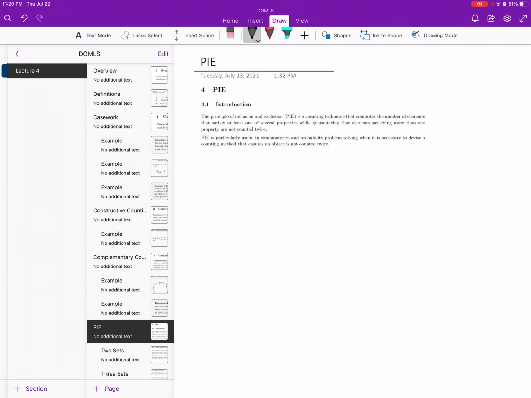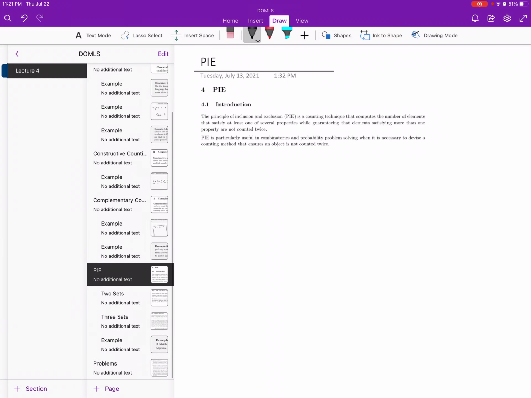Okay, so let's go to PIE. So PIE is the principle of inclusion and exclusion, and it's a counting technique that computes the number of elements that satisfy at least one of several properties. So PIE is actually very versatile, and it's not very concise, but it is very organized, and you can use it to solve a lot of different types of problems. So PIE might also look really complicated at first, but you should never be afraid of using PIE.